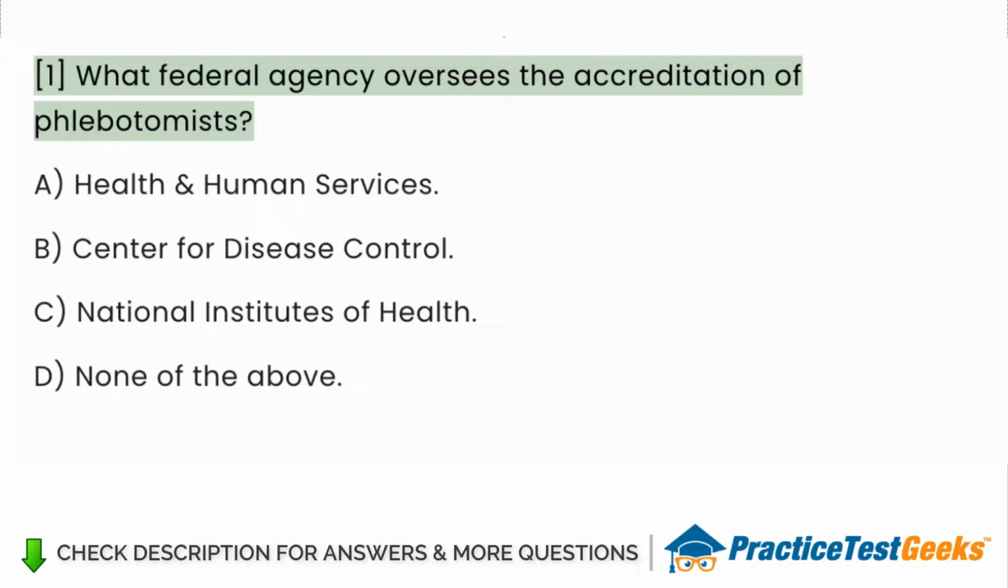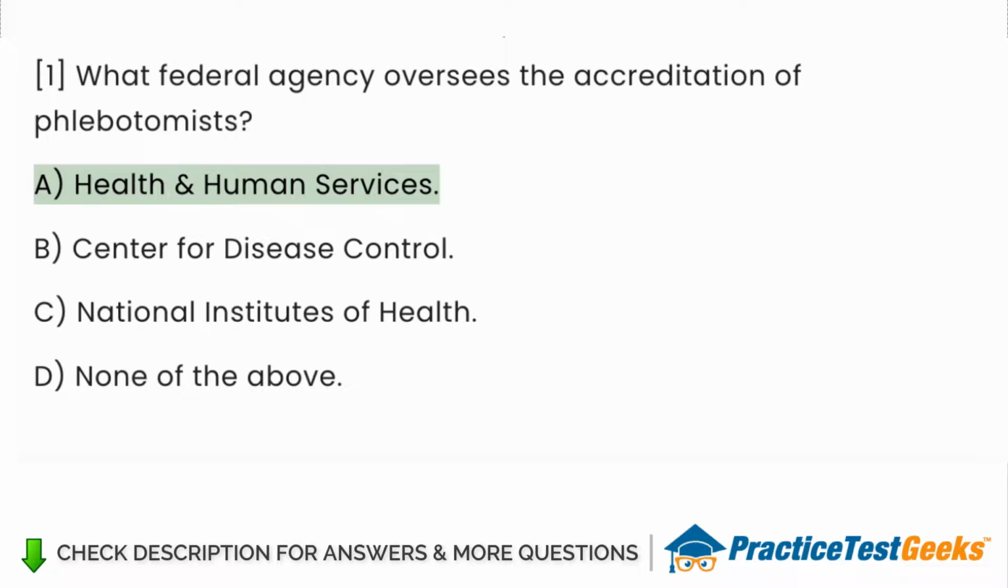What federal agency oversees the accreditation of phlebotomists? A. Health and Human Services. B. Center for Disease Control. C. National Institutes of Health. D. None of the above.